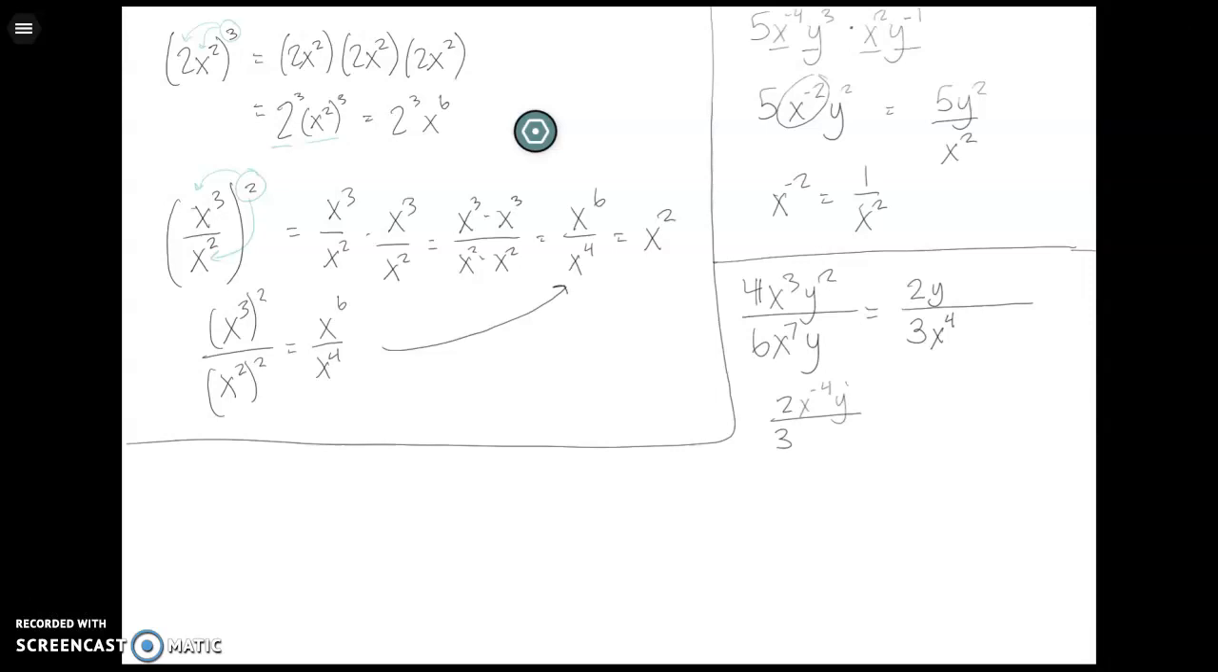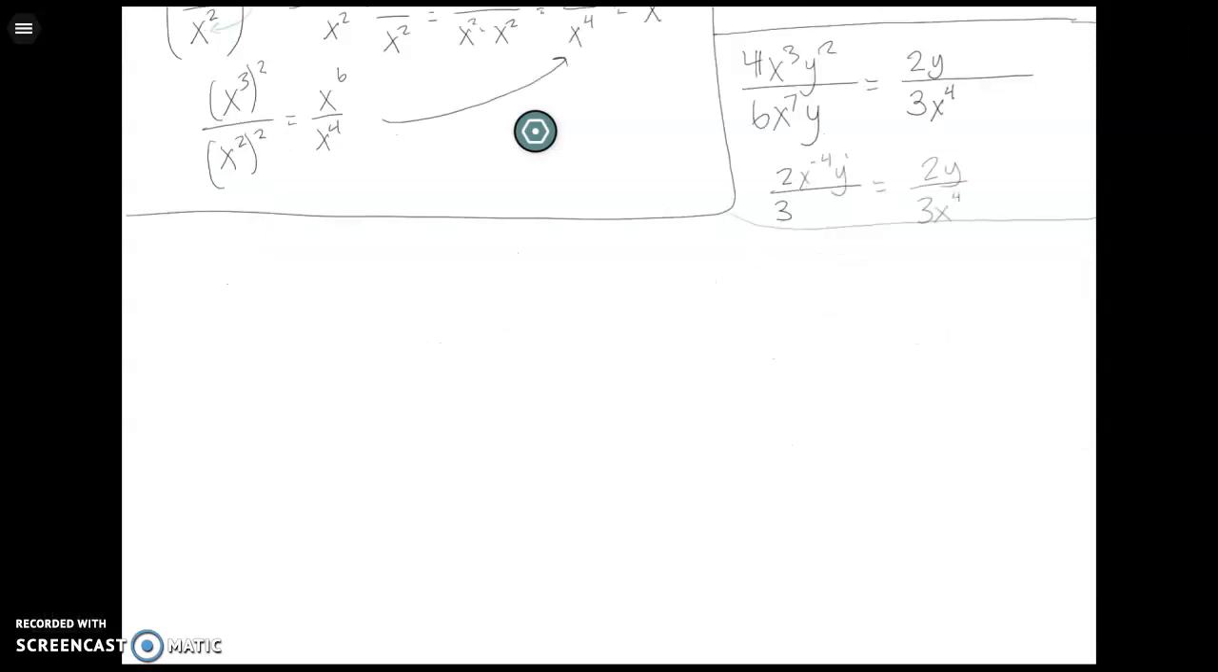The downside here is that I have a negative exponent. I can easily fix that though by simply bringing the x to the negative 4 and bringing it down to the bottom. So both of these ways are just different ways of simplifying the exponential expression. So whichever way you're most comfortable with is great, but I do want you to understand and be comfortable using both of those.